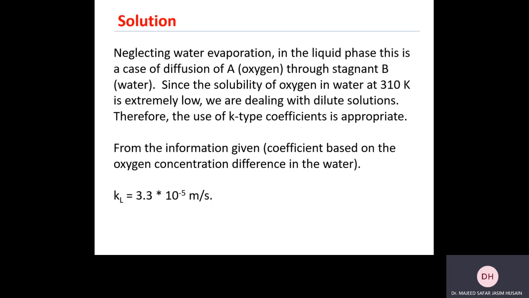Since we are dealing with a very dilute solution, then you can find the Kx. Basically, it is 3.3 × 10⁻⁵ multiplied by total concentration. Total concentration is the concentration of the water, because we said the solubility of oxygen in the water is very low. So how did I reach 55.2? Well, try to get it from the units. This total concentration is kilomole per meter cube.